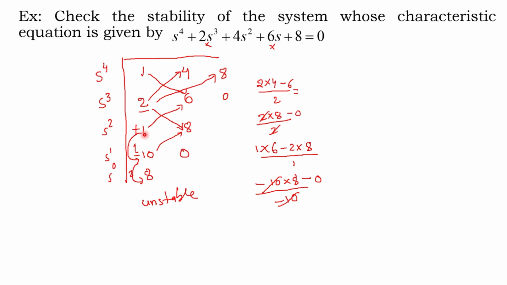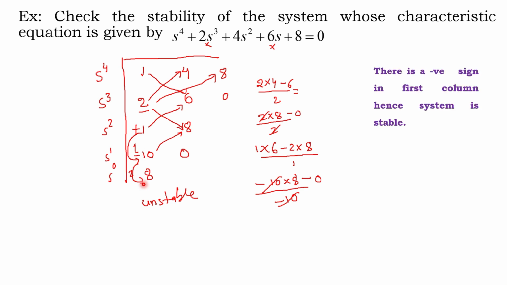Here we can see that the sign is changed 2 times, that is from the order of s squared to s raised to 1, the first time the sign has been changed. Again from s raised to 1 to s raised to 0, again the sign is changed, that is plus to minus. Again minus to plus. So there are 2 times the sign changed.